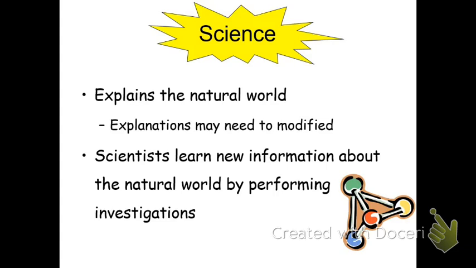Science just tries to explain the natural world. That's all it does. Sometimes those explanations need to be modified. I like to use the example that in history at one time we thought that the world was completely flat, and that was our theory. Of course we needed to modify that because we know that the world is not flat, that it's actually a round, spherical shape. That's an example of an explanation that needs to be modified. So scientists learn new information by performing investigations, and they change their theories.